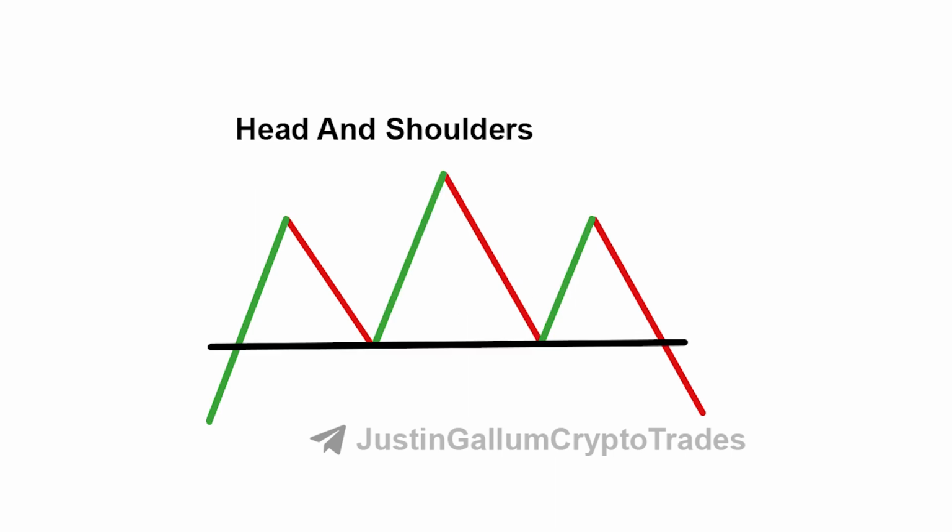The head and shoulders pattern is one of the most reliable reversal patterns. It is formed by three peaks, with the middle peak being the highest and referred to as the head. The other two peaks are referred to as the shoulders. The pattern is confirmed when the price breaks below the neckline, which is a support level that connects the bottoms of the left and right shoulders. Keep in mind that the picture you're currently looking at is not how every head and shoulders pattern looks like.